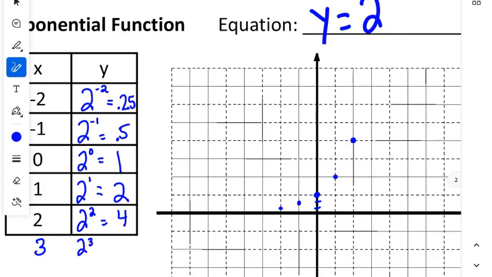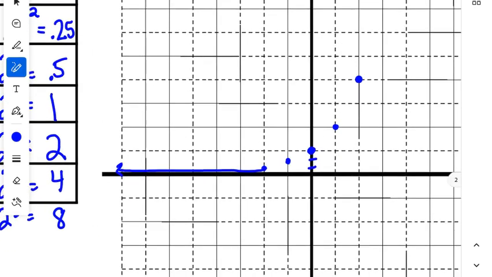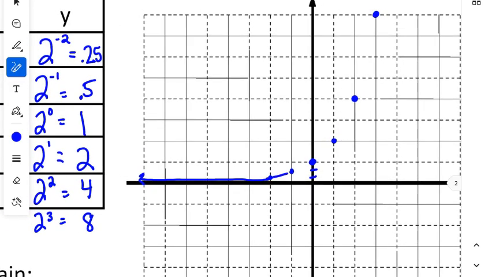Just for fun, let's do the third one. 2 to the third power. Put that in your calculator. What is 2 raised to the third power? 8. So 3 is at 8 right here. Okay, this one is not going to ever be negative. So it's going to just go along the bottom here. And then it's going to shoot up.